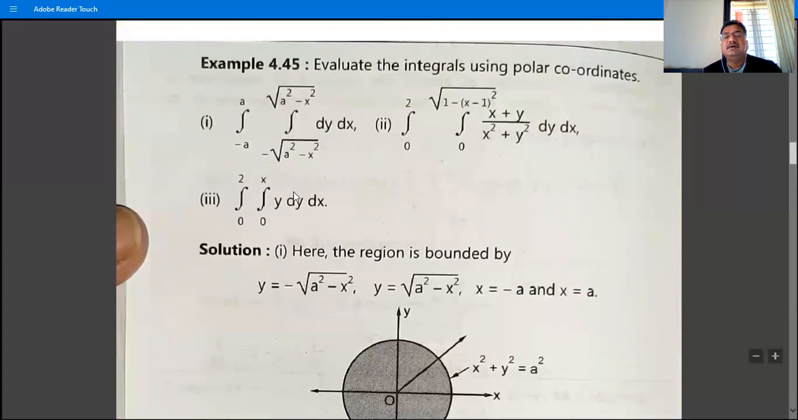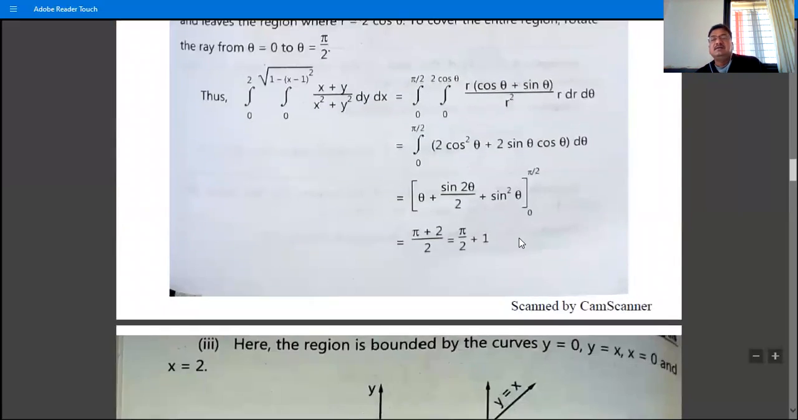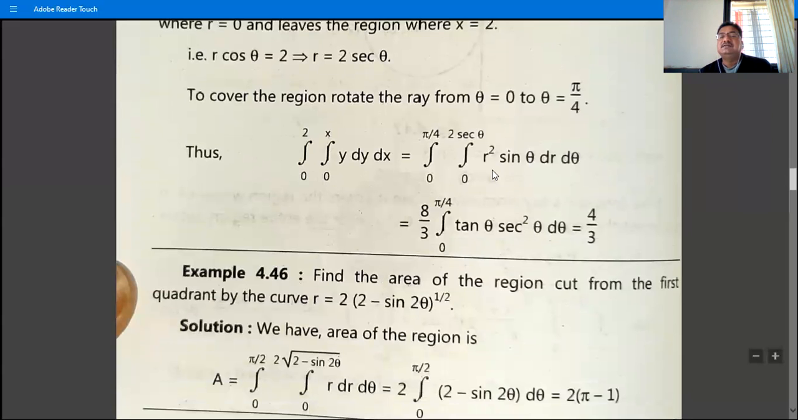What is the integrand? This is the y. y is r sin theta, and dx dy is r dr d theta. Therefore r square sin theta. Then integration with respect to r first gives r cube by 3. At the upper limit, that is 2 sec cube theta by 3, times sin theta. Since sec cube theta is 1 by cos cube theta, sin theta divided by cos theta is tan theta, and we get 8 by 3 sec cube theta tan theta.